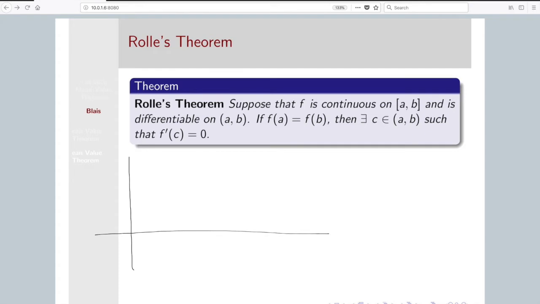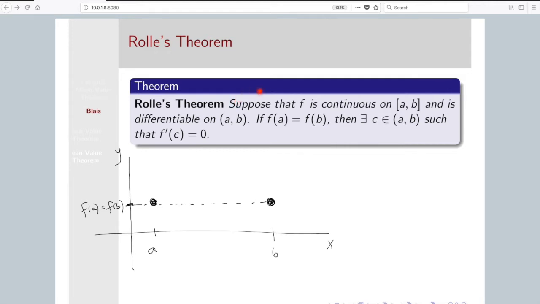So suppose we're here on the interval AB. And the key thing to start with is that f of A is equal to f of B. So if we evaluate f at A, we get the same value that we get if we evaluate f at B. Many calculus books will say f of A and f of B equal 0, but you don't need to be that specific. They just have to be the same.